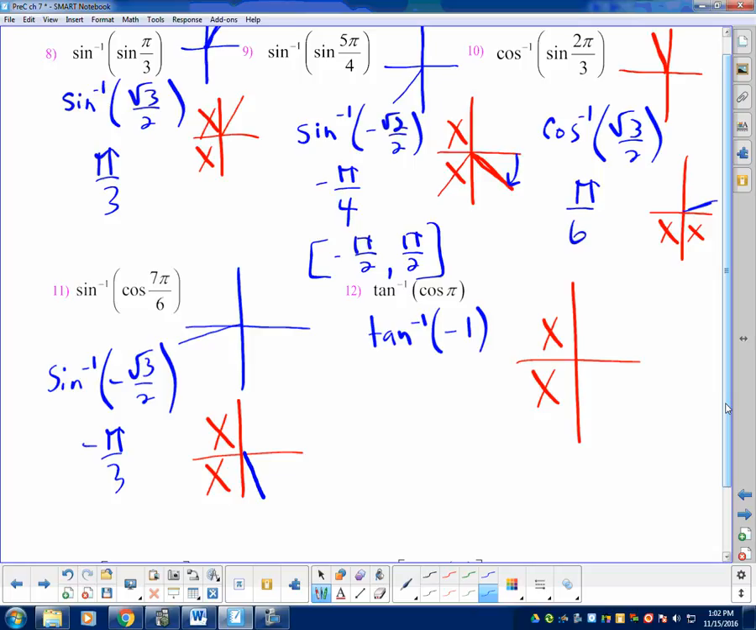Arc whose tangent is negative 1. It's going to be right there. What is the arc whose tangent is negative 1? Negative pi over 4. If it's positive or negative 1, you're talking about inverse tangent. You're at the 45-degree angle references, because that's when you have root 2 over 2 over root 2 over 2.